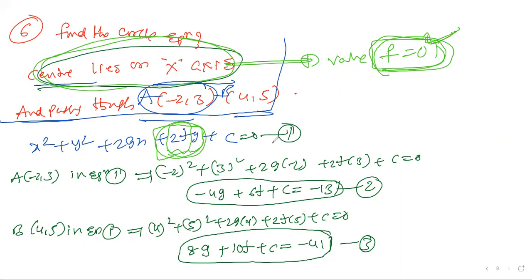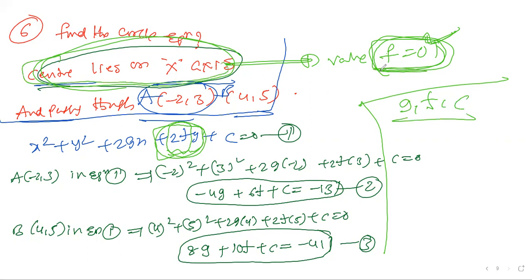Then you substitute the f value you got. So actually, when you want to frame the equation of a circle, what values are required? g, f, c are required. They mention one clue, the center lies on the x-axis, so f is 0. Substitute f is 0 here. What are you going to get? From this, f is equal to 0.